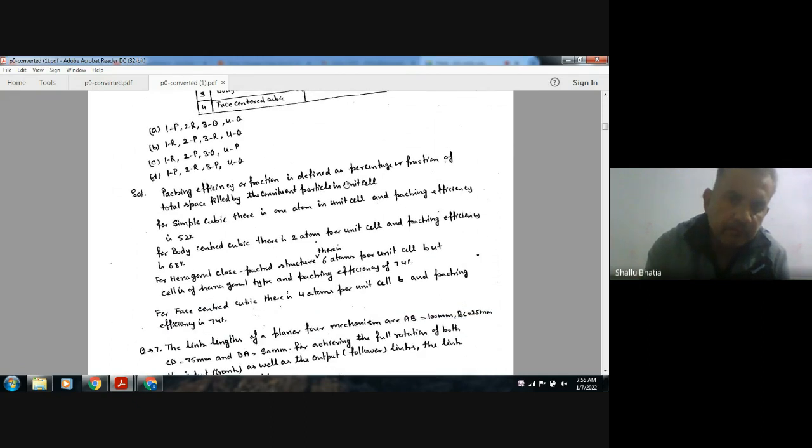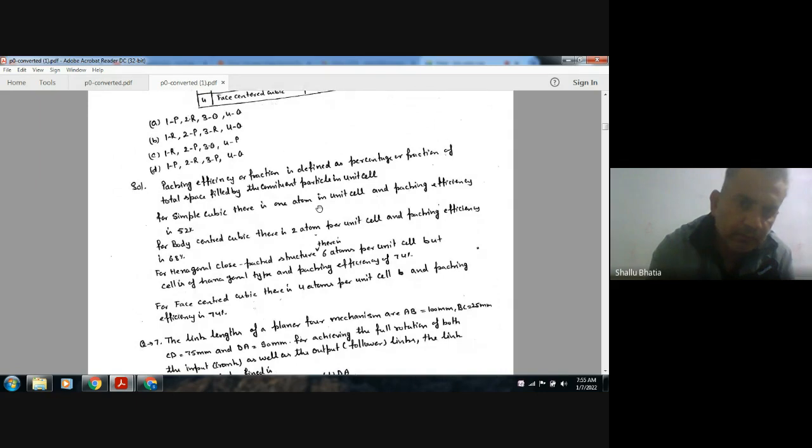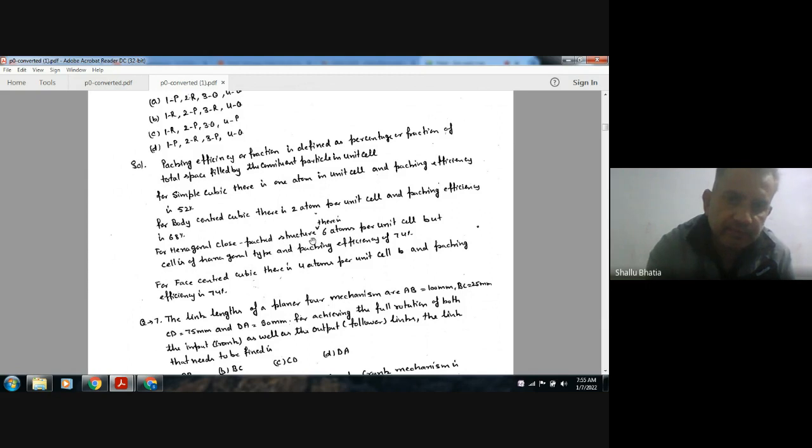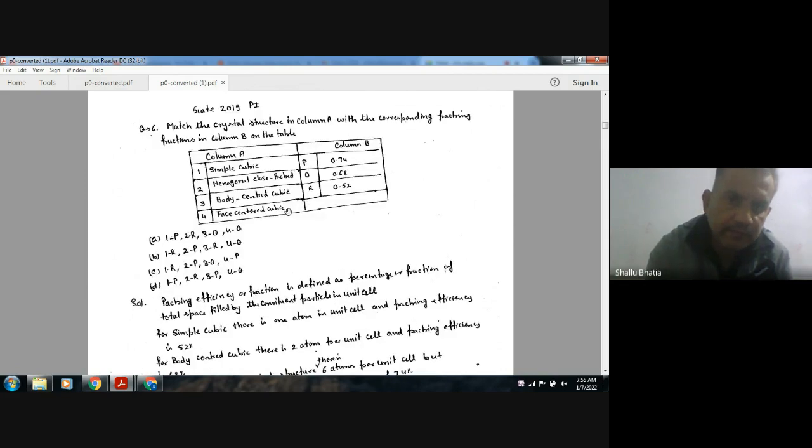In the simple cubic cell and the body centered cubic cell, the dimensions of the unit cell are different. It depends on the radius of the atoms in the unit cell. In hexagonal close packed, there are 6 atoms per unit cell, but the cell is hexagonal type, so the shape is different. The packing efficiency is 74%, so hexagonal close packed is also 74%.